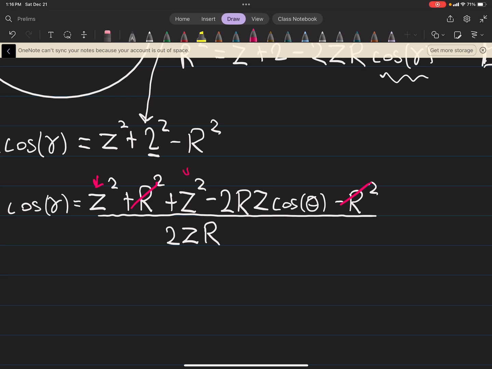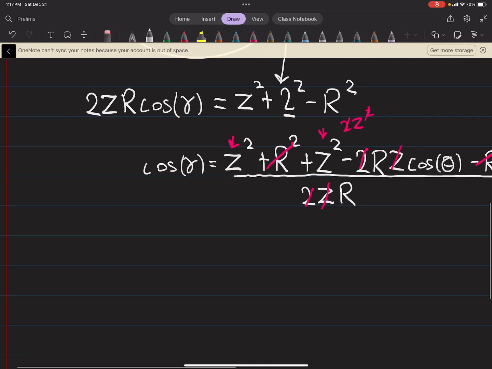These two z squareds will turn into a 2z squared, right? But these 2's will all cancel. And what else will cancel? Well, one of the powers of z. So you can see the cosine gamma term actually cleans up pretty nicely. And what are we left with?